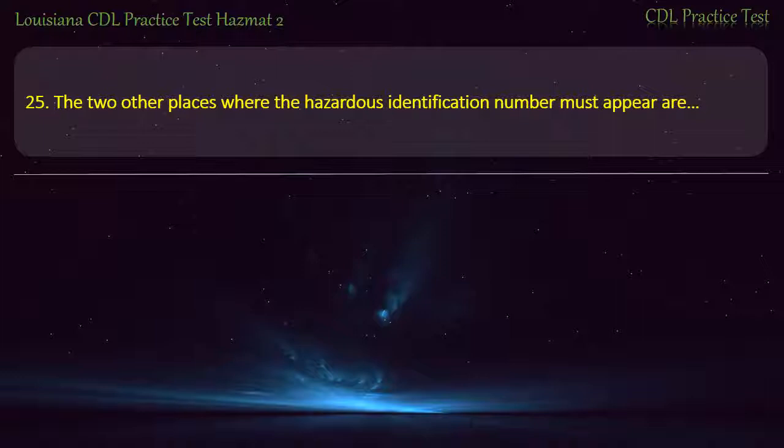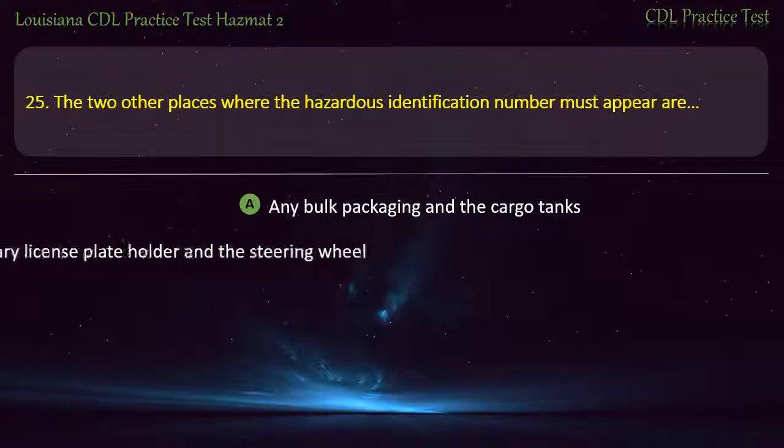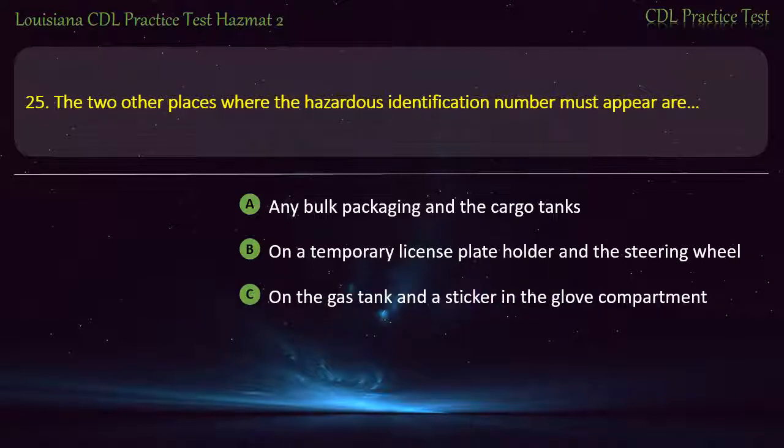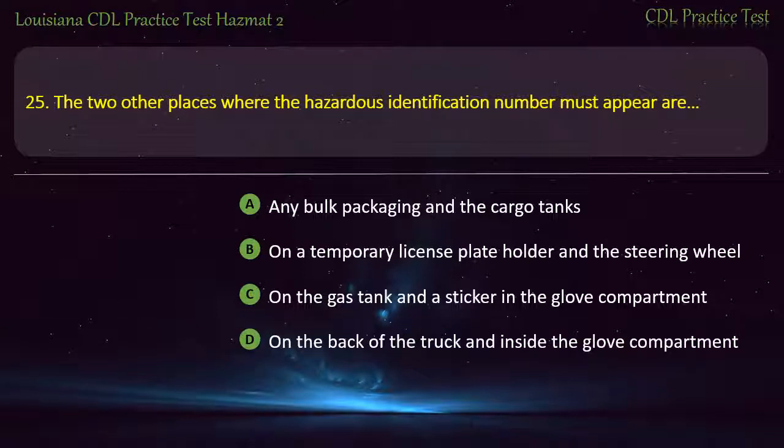Question 25. The two other places where the hazardous identification number must appear are: any bulk packaging in the cargo tanks, on a temporary license plate holder and the steering wheel, on the gas tank and a sticker in the glove compartment, on the back of the truck and inside the glove compartment. Answer. Any bulk packaging in the cargo tanks.